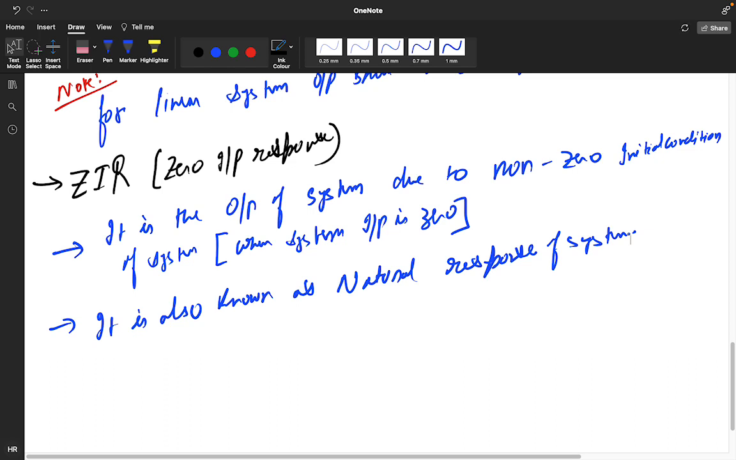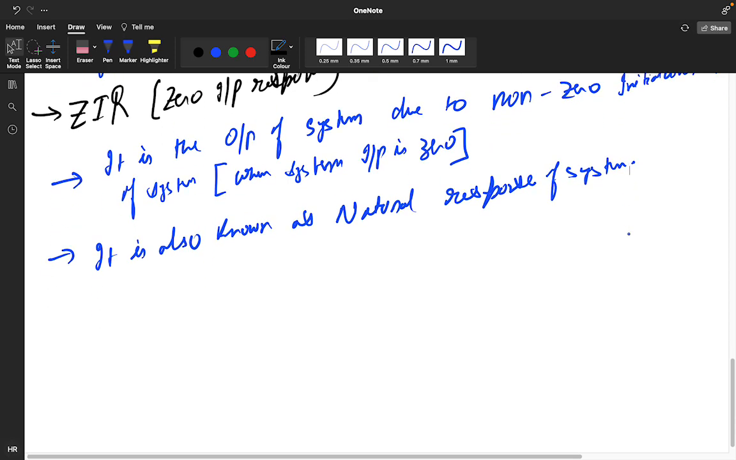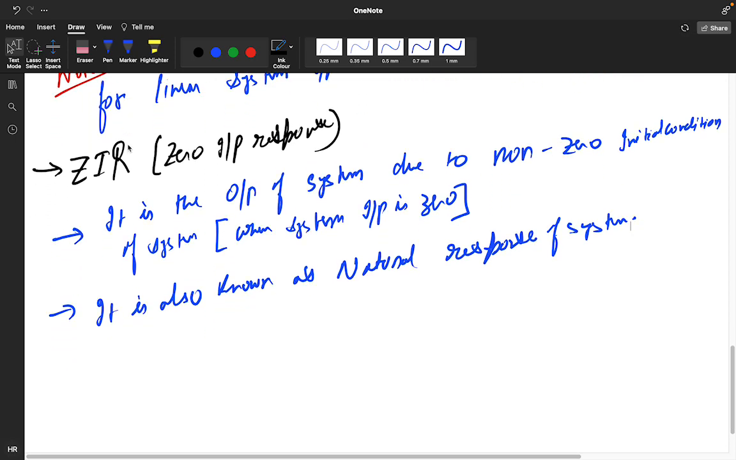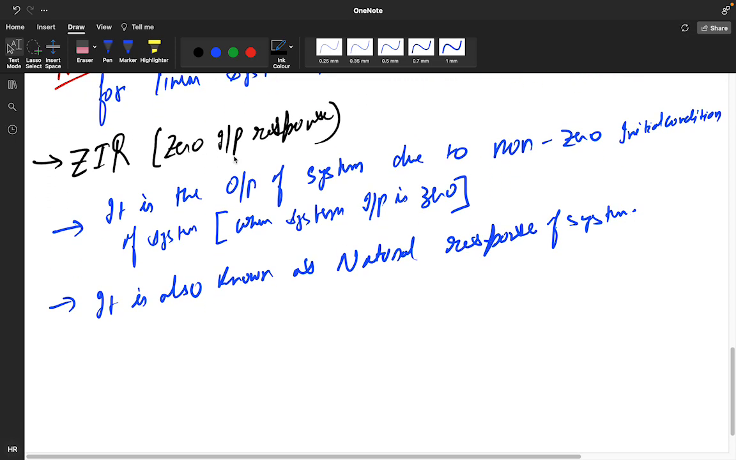What do you mean by ZSR? For AC transient, I hope you remember, we are using two concepts, ZIR and ZSR. ZIR means your input is 0, but due to the previous initial condition you are getting the output. Because of the initial conditions, whatever output you get when you make the input 0, that is the meaning of ZIR.